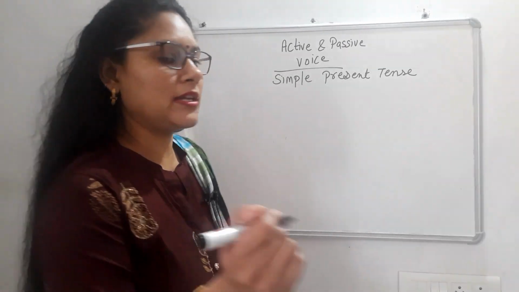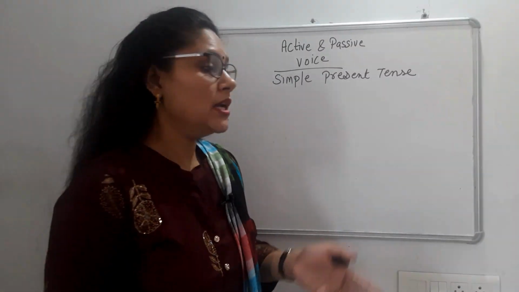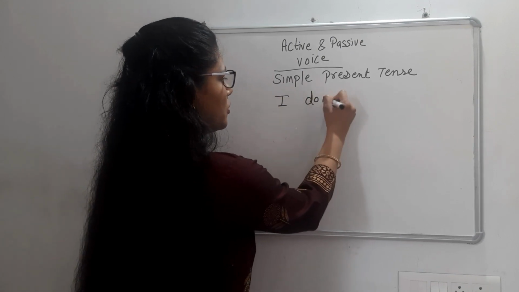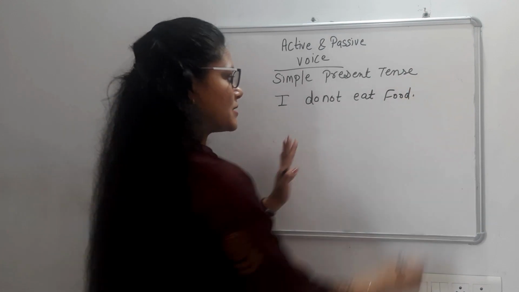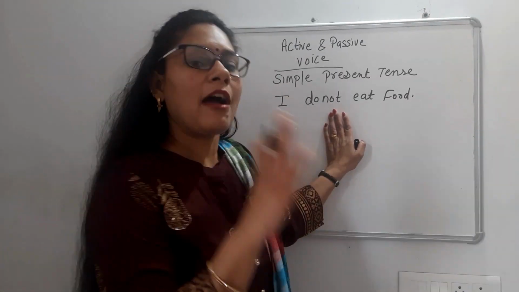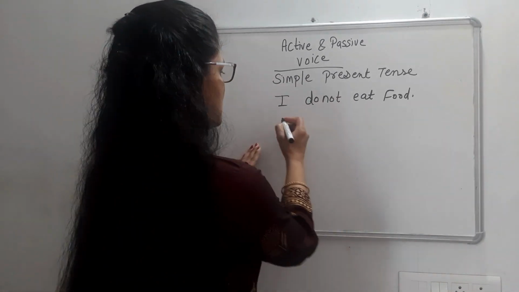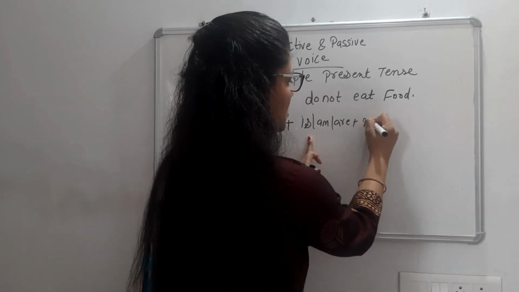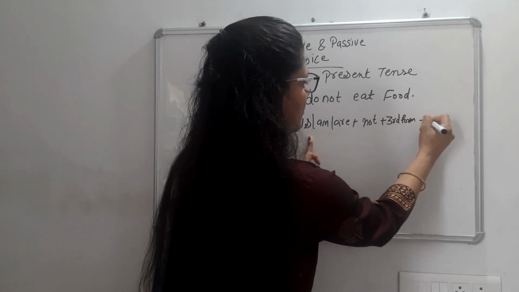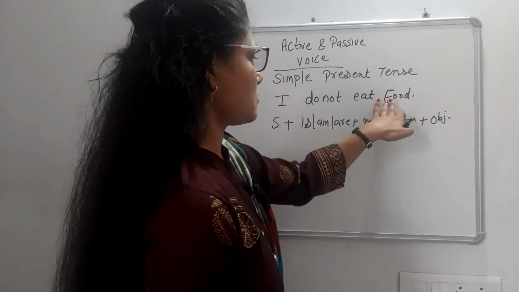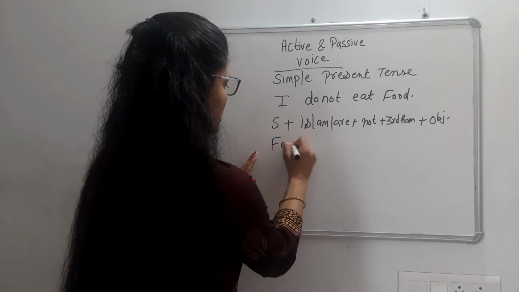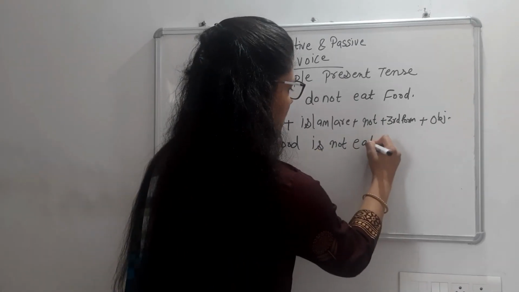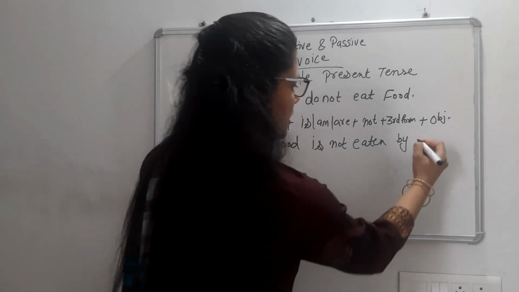Now we will take negative sentences of simple present tense, that is, how to change negative sentences of simple present tense into passive voice. Now I'm writing here, I do not eat food. The structure is the same, but in this sentence after the helping verb we have to add not. See, the structure is subject plus is/am/are, after the helping verb not, then the third form of the verb, and after that the object. Here food is the object, so food is, then not, third form of the verb eaten by, and I will be changed to me.